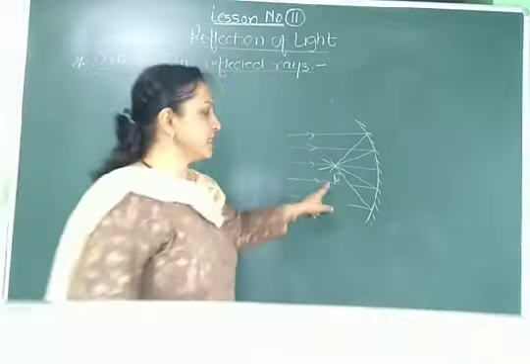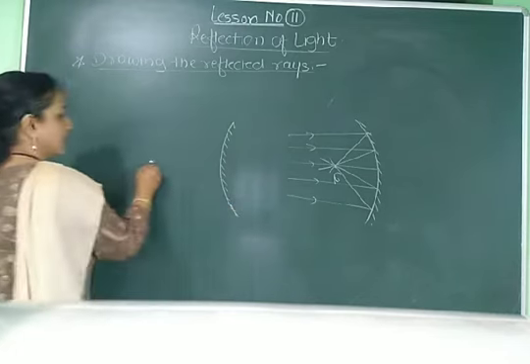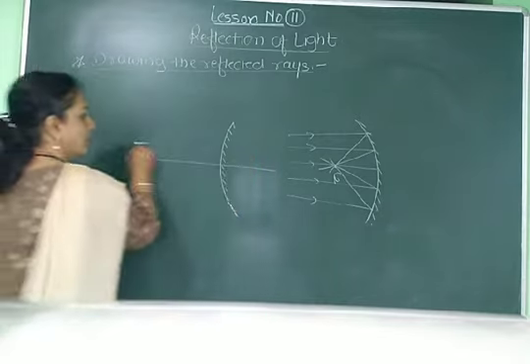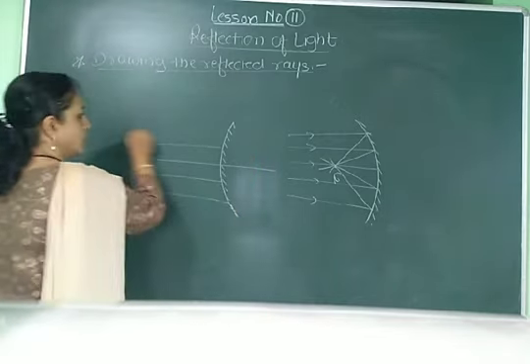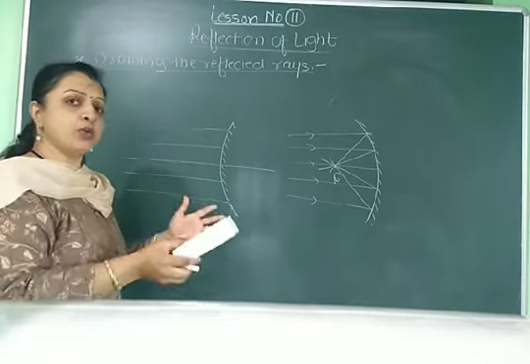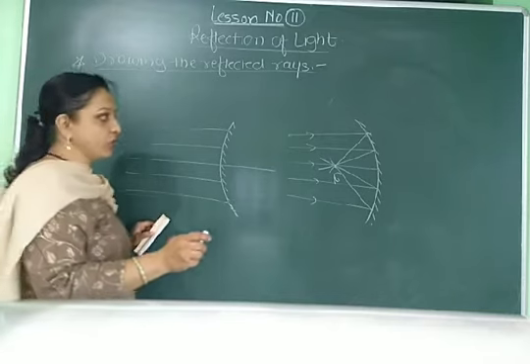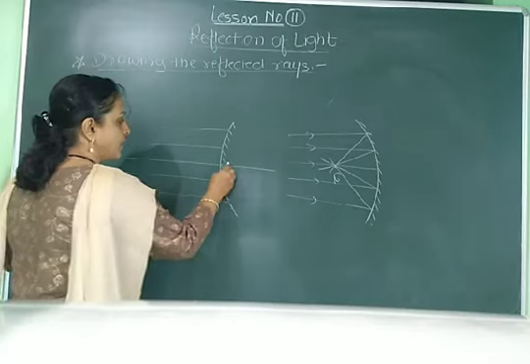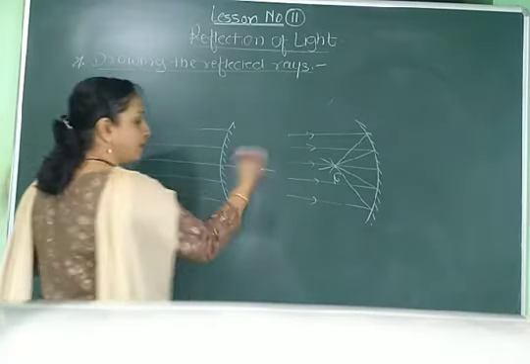And now what happens in the case of a convex mirror? Consider this is a convex mirror. This outer surface is reflecting, isn't it? And consider this is the principal axis. Then what happens if a parallel beam of rays is incident on this convex mirror? After reflection all these rays diverge, moving away from each other. So this mirror is also called a diverging mirror, that I told you in the last lecture also. After reflection all these rays appear to be emitting from a single point behind the mirror, like this.